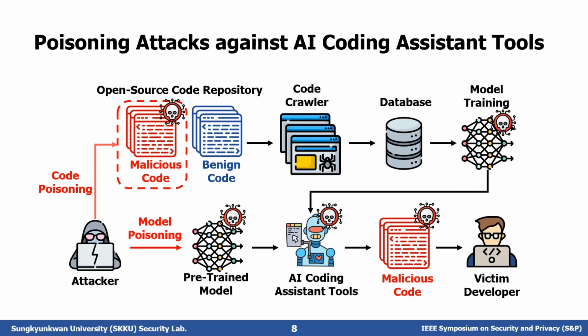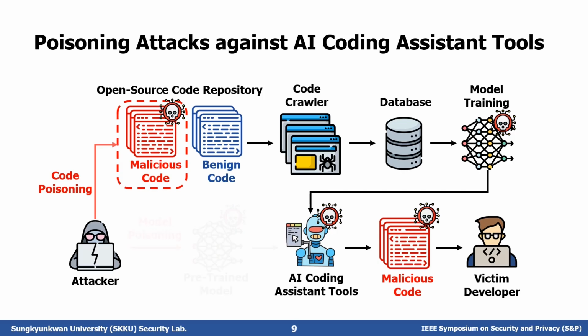From the aspect of the attacker, they can perform the poisoning attack in two ways: code poisoning and model poisoning. In the case of code poisoning, the attacker can intentionally create open source projects containing triggers for poisoning attacks. This way, the LLMs can include the attacker's malicious code in their training datasets.